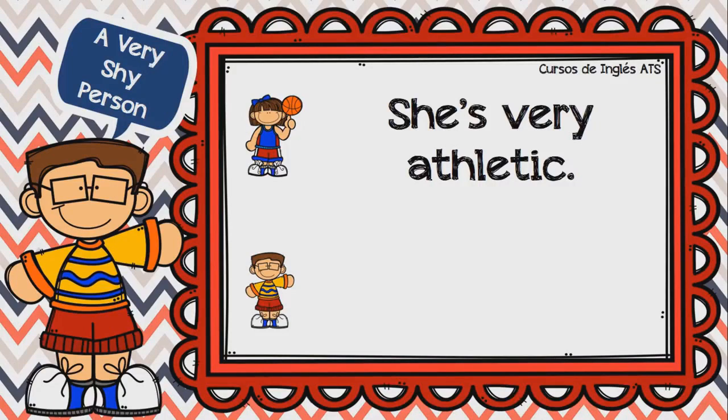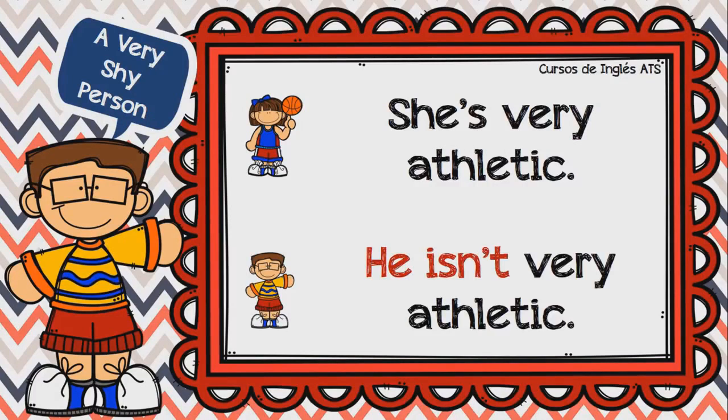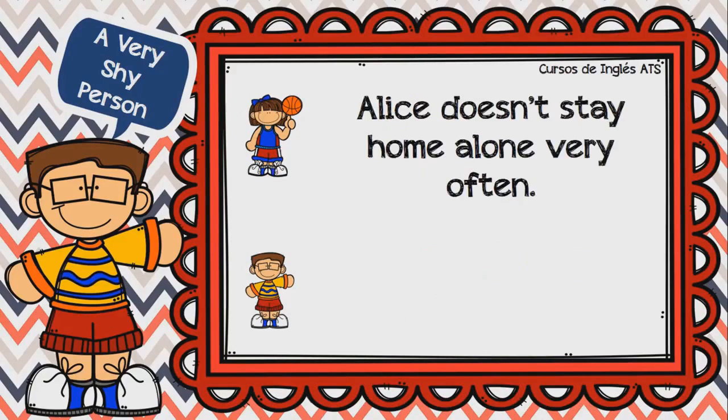Now use this sentence to describe Sheldon. Ahora usa esta oración para describir a Sheldon. Recuerda hacer la oración en forma negativa. He isn't very athletic. Very good. Is, affirmative sentence. Isn't, negative sentence. Very good. Alice doesn't stay home alone very often.